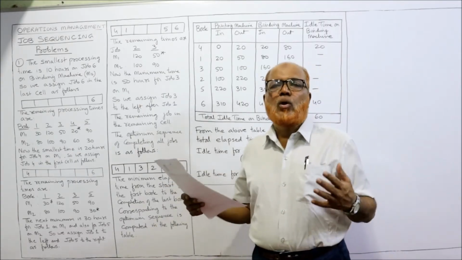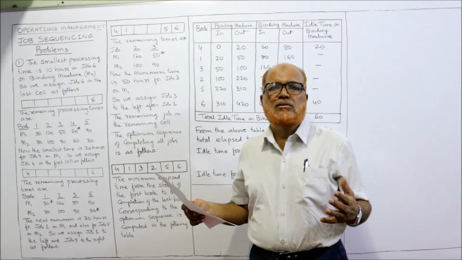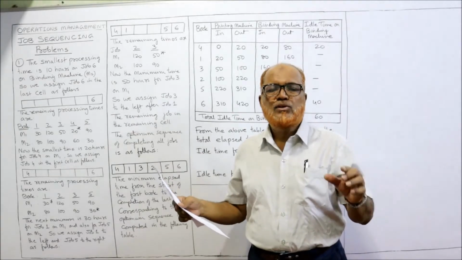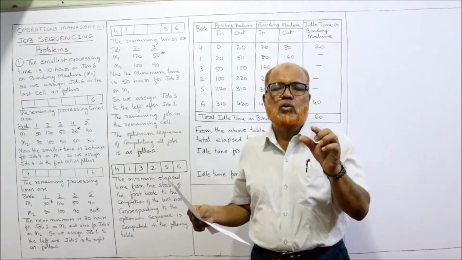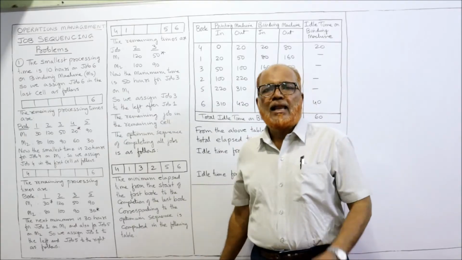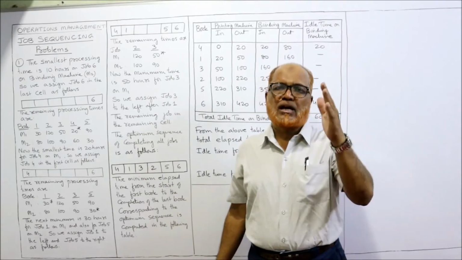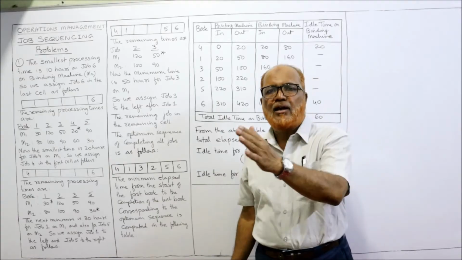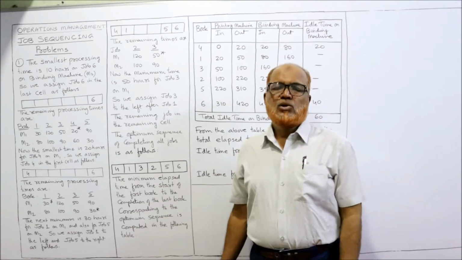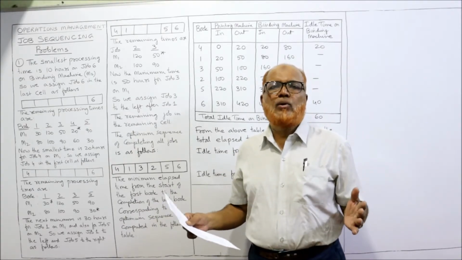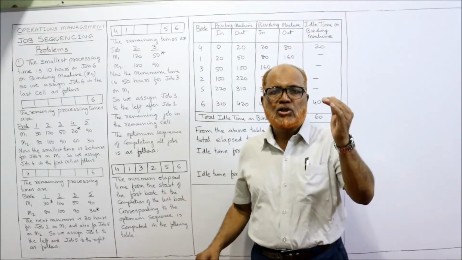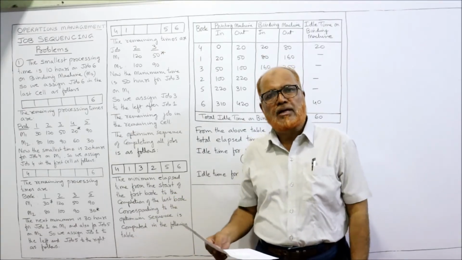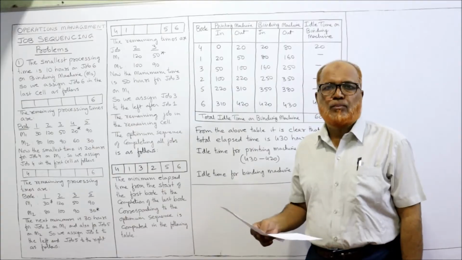Now we have to find the optimum sequence of completing all the books so that the total elapsed time is minimized. Elapsed time means the time from the start of the first book to the end of the last book. How can we finish all 6 books in the shortest possible time? What is the sequence? That is the problem.